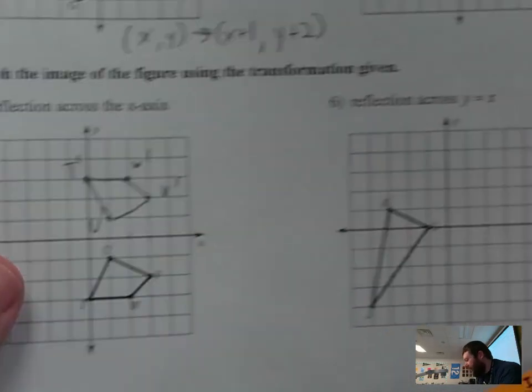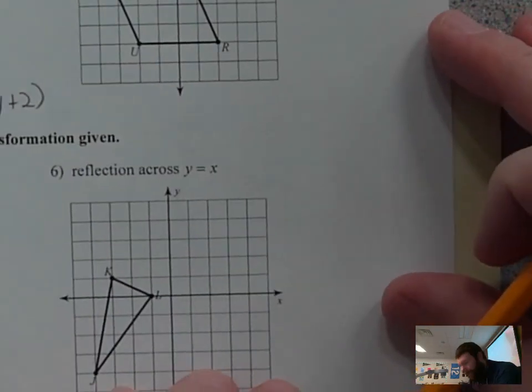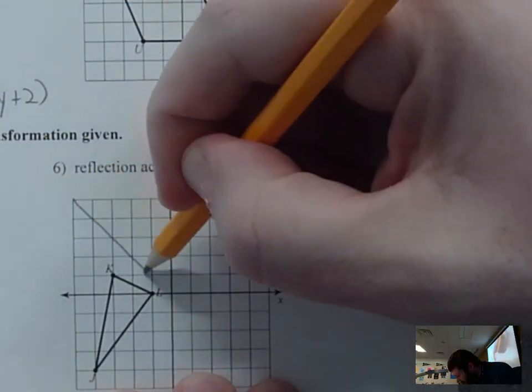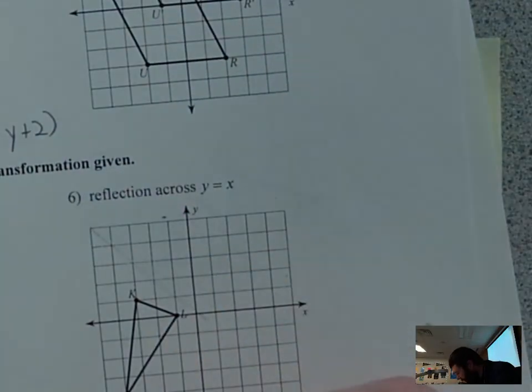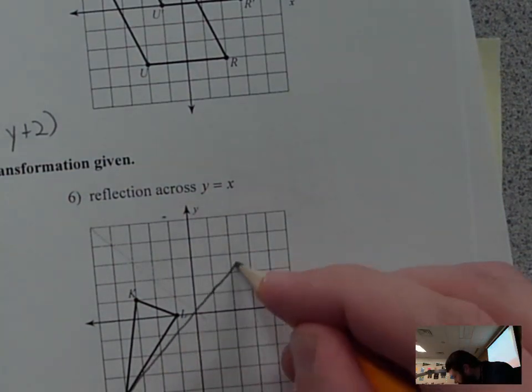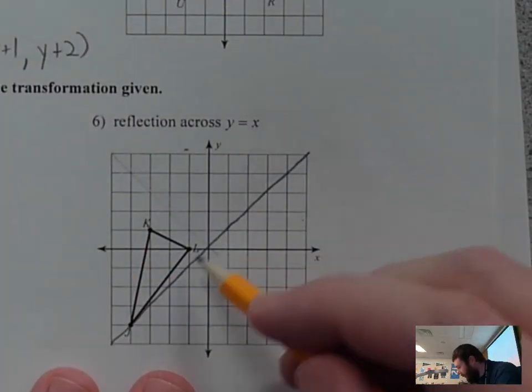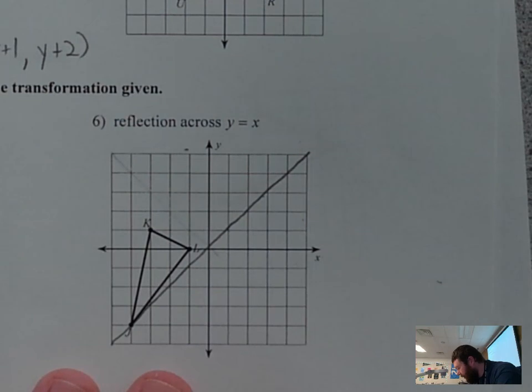If you're reflecting across y equals x, that's this diagonal line. Actually, that's negative x. I'm drawing negative x for some reason. It's the same idea, but a different line. So this is y equals x right here. It's the line that goes up 1 over 1, and just hits every box diagonally going through the origin.